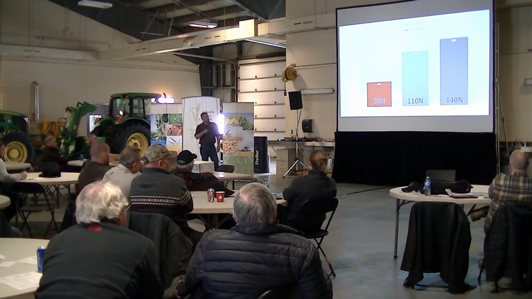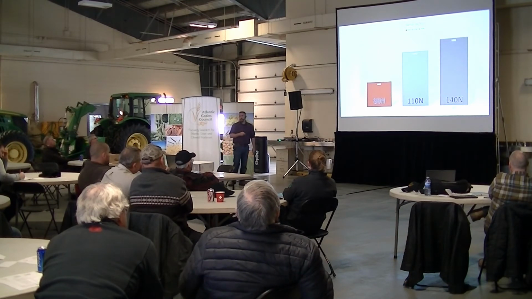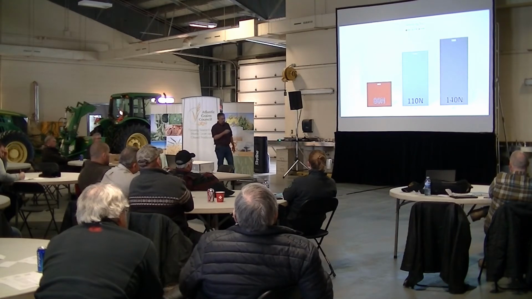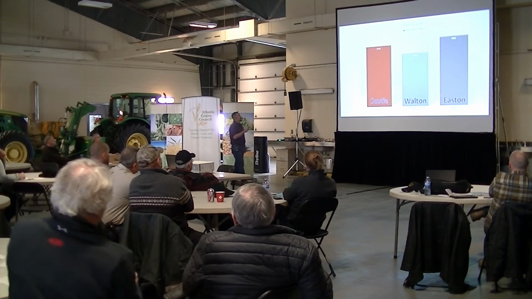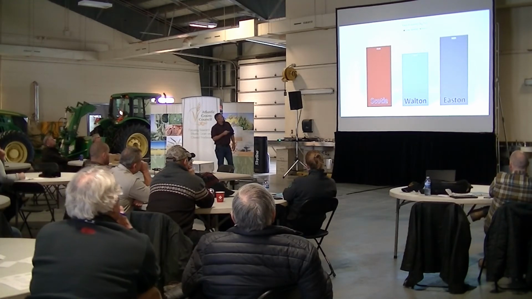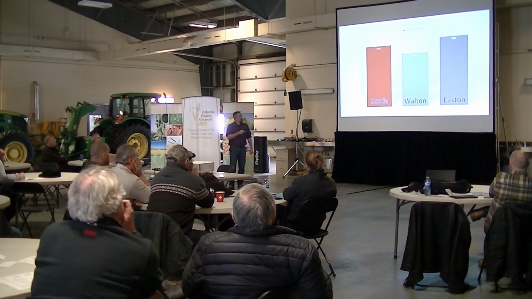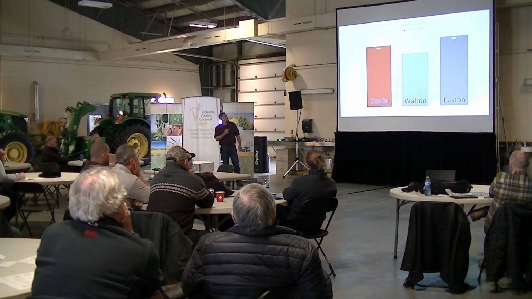Fertility, just like I showed you before, as you'd expect, yields increased with increasing fertility. Had 140 units of N there for wheat, like I said, hoping to knock her back a little bit. Yield by variety, Scotia and Easton. Our Easton was a little bit higher yielder than Scotia. Both were a bit higher than Walton.